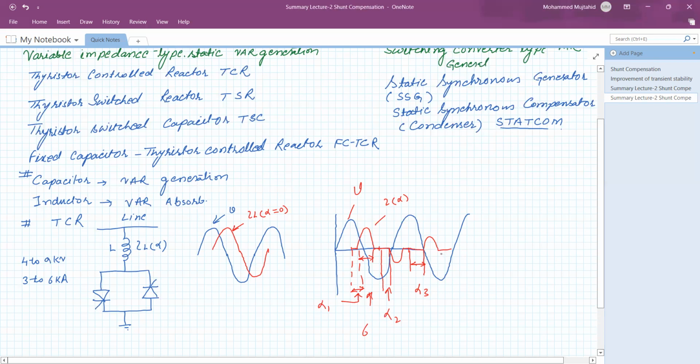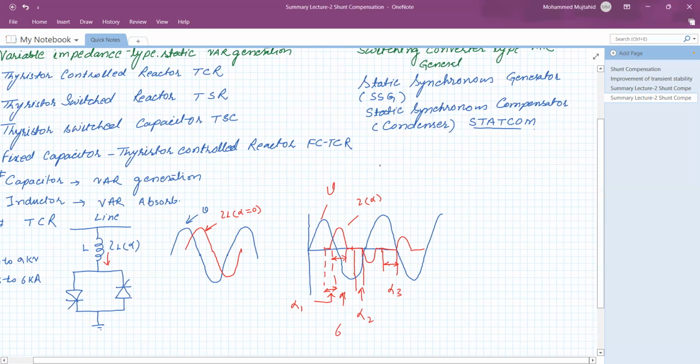So this is the way by which we can vary the current in the inductor, and hence we can obtain the variable impedance, and it is a static controllable VAR generation. So these are the points on this. This is how the current is going to vary in the inductor.